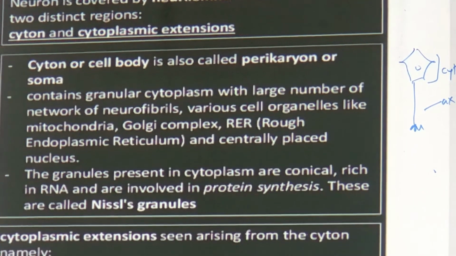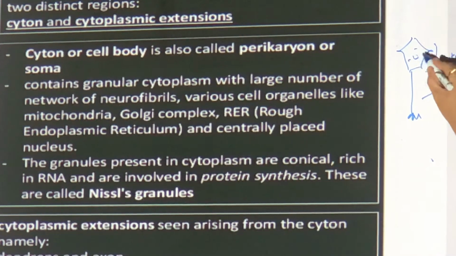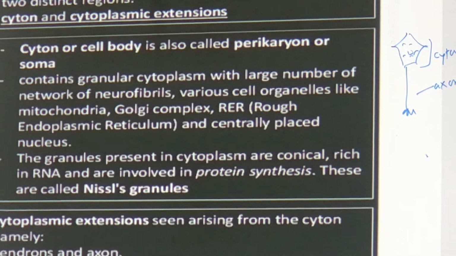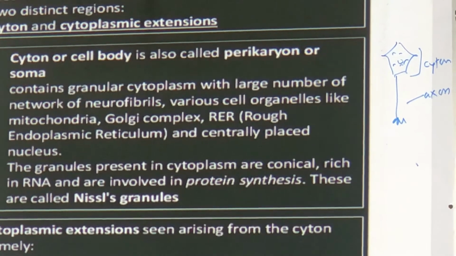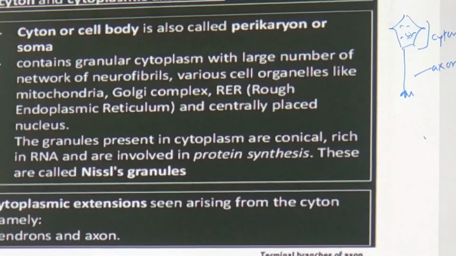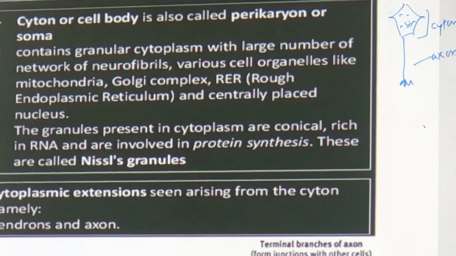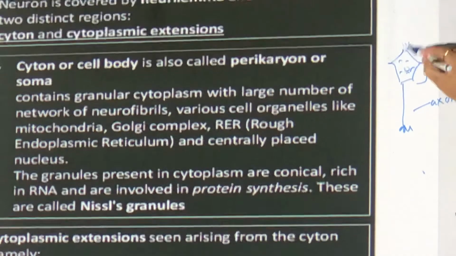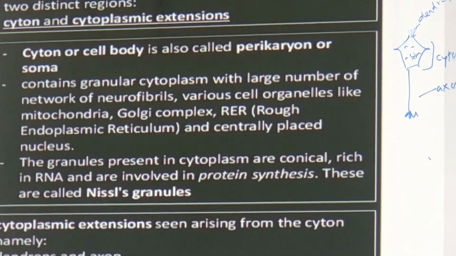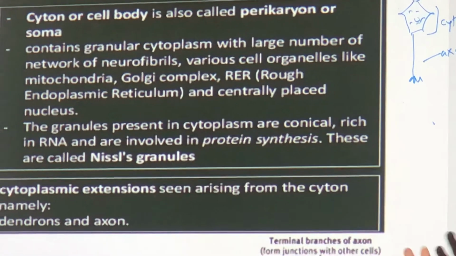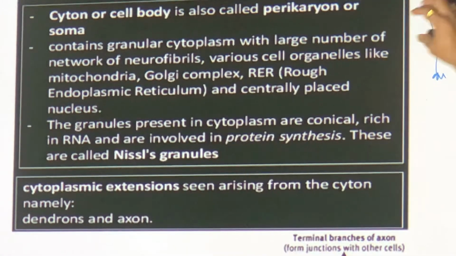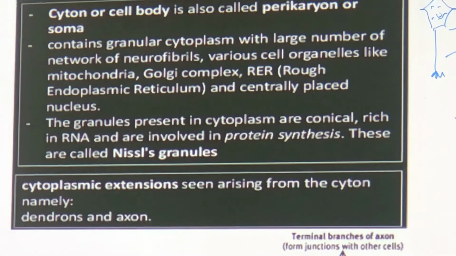Now, cyton has got granules inside. It's got cell organelles, and these granules are RNA. Because Nissl discovered them, we named it after him, Nissl's granule. Today we know they are RNA. And these which come out are dendrons. So, axon and dendrons are extensions and cyton is the cell.